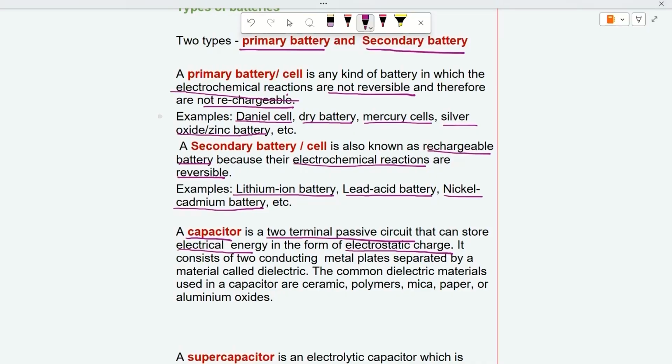Okay. Now, in this case what happens is the energy stored is very low and the energy which we can tap out also will be very little. That is usually in the case of a capacitor, which we use in all our electric and electronic circuits. Okay. The common dielectric materials used in a capacitor are ceramic, polymers, mica, paper or aluminum oxide. These are the dielectric materials generally used in a capacitor.